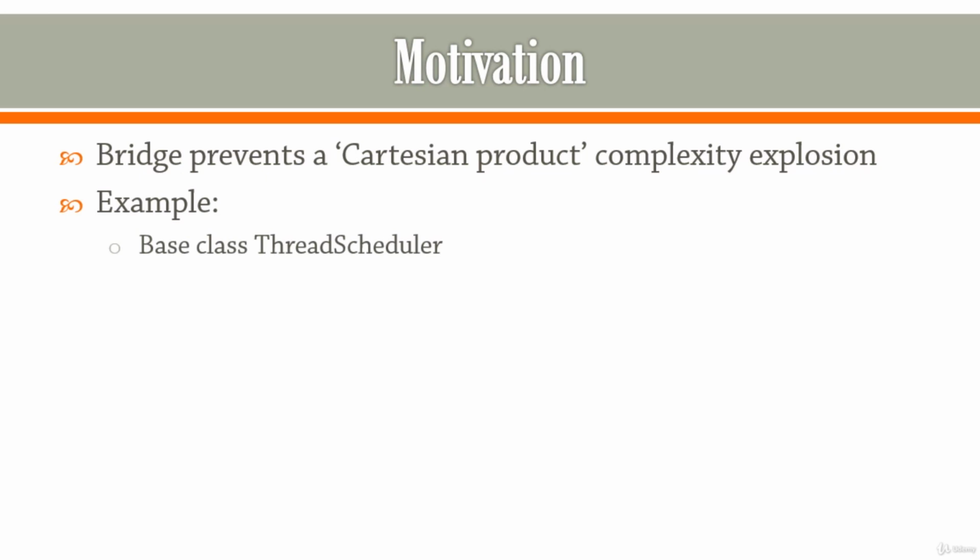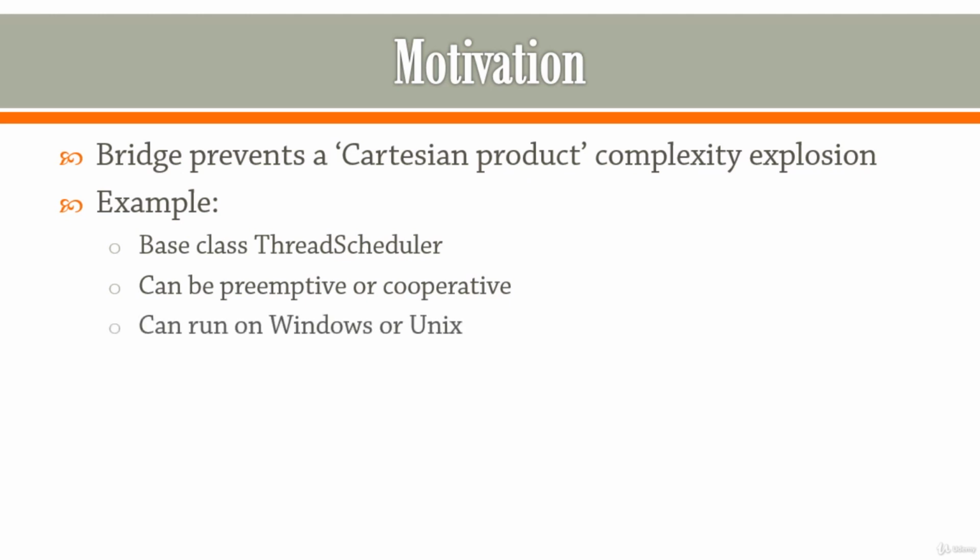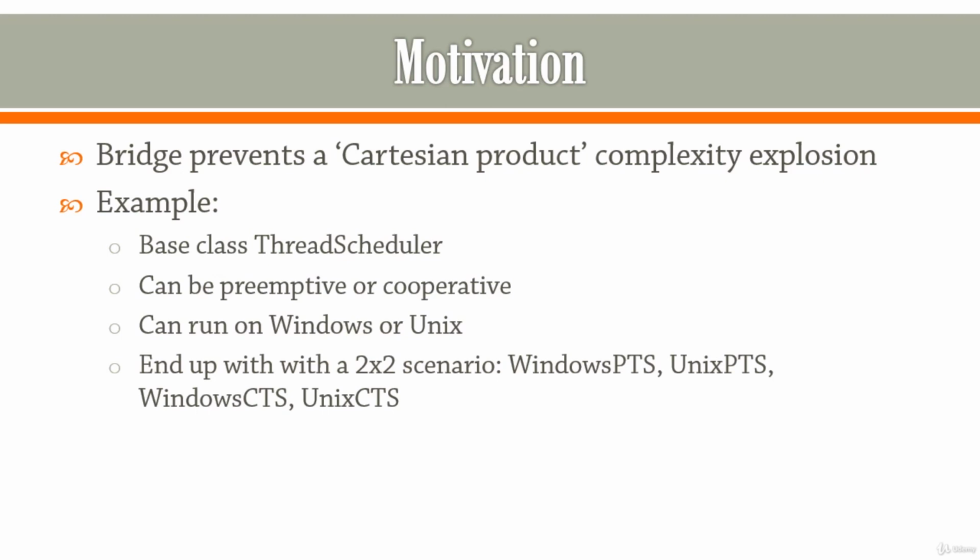So for example, let's suppose that you have some sort of base class like a thread scheduler, and then you decide that your scheduler can be preemptive or cooperative, but on the other hand, your scheduler can also run on Windows or Unix. So you end up with a 2x2 scenario: the two different schedulers times the two different operating systems. So you end up with 4 classes effectively.